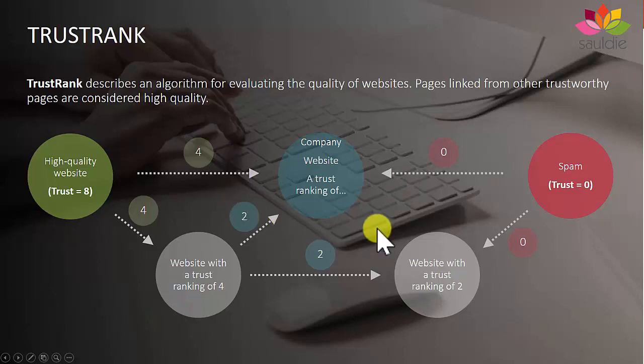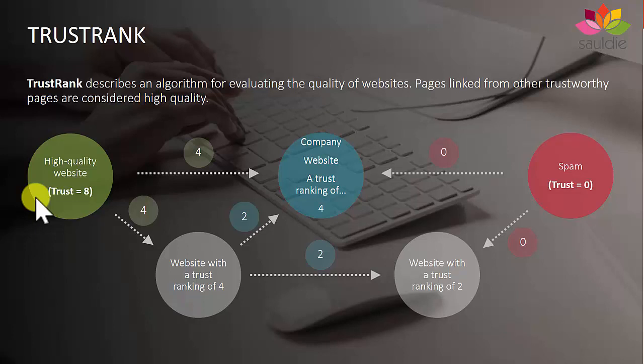But in this case, it would get a trust ranking of 4, because it is also getting a little bit of spam, and that's why normally it would be 3. 4 plus 2 divided by 2. But this time it's getting a 4 because it has a high quality website. So the algorithm is a little bit more complicated. I just wanted to explain it to you in an easy way.